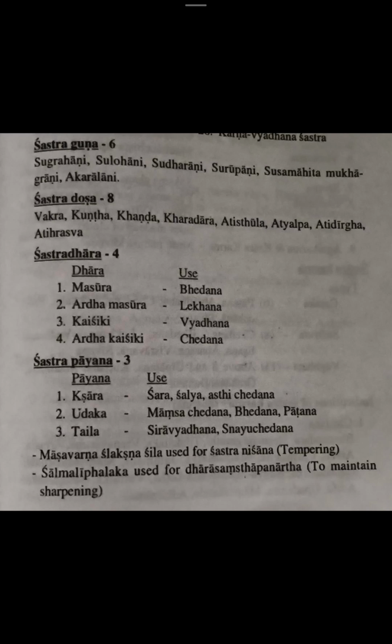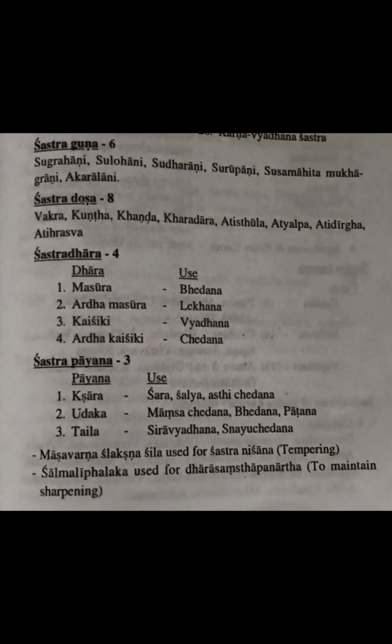Next one is Shastra Guna, that is 6 in number. Yendra Gunas are also 6 in number. Shastra Guna is also 6 in number. Which are the Gunas? Sugrahani, Sulohani, Sudharani, Surubani, Susamhida, Mukhagrani, Akaralani. These are the Shastra Gunas.